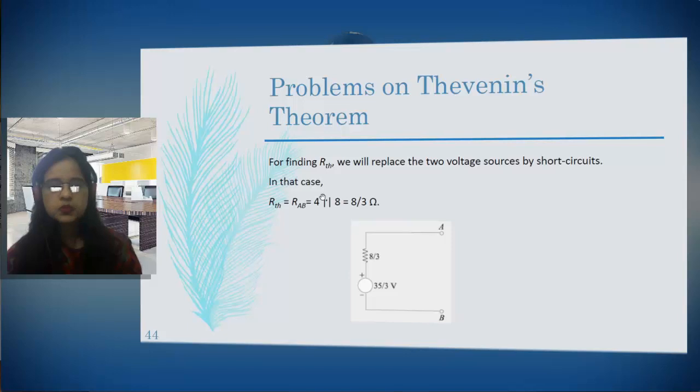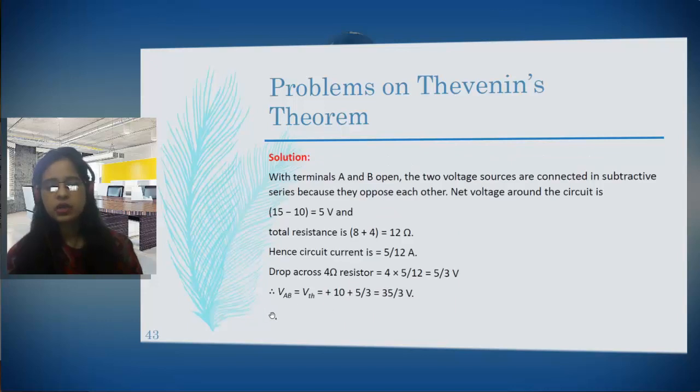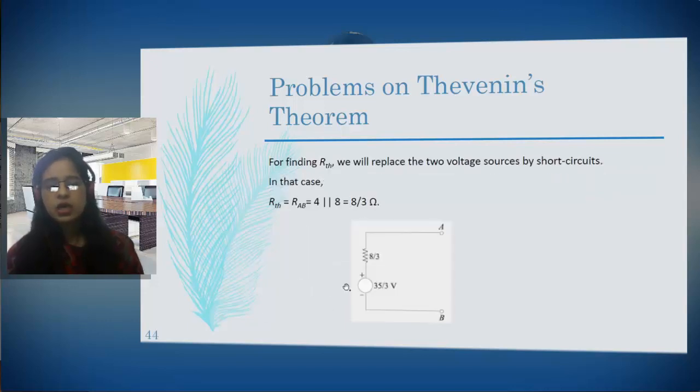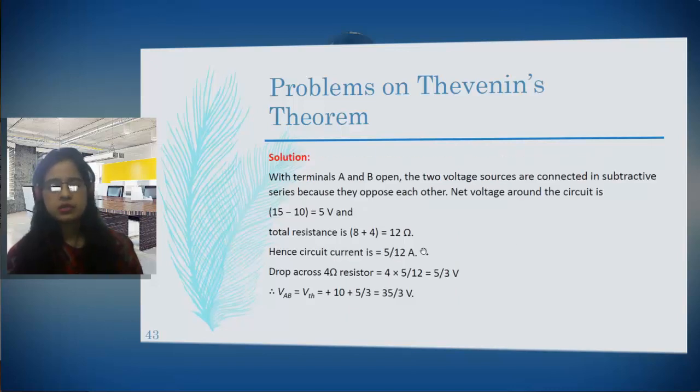Now, next step, this VOC is found out. This is known as the Thevenin's equivalent circuit, which I have discussed in the previous lecture. Here, this voltage source 35 by 3 volt is connected in series with a resistance. This is nothing but the VTH, which we have calculated, VAB or VTH, and this is the internal resistance. Now how to find out the internal resistance?